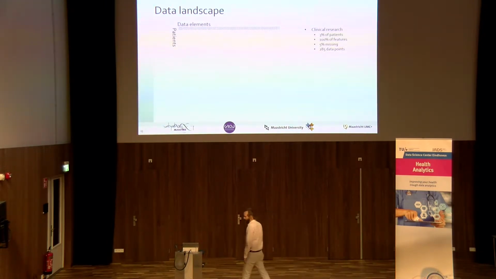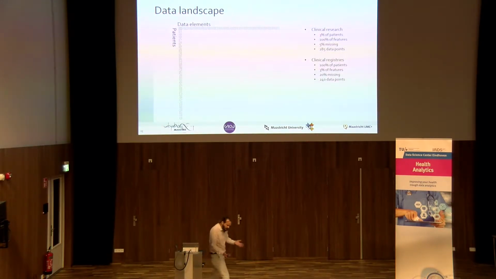Okay, that's option 1. Option 2 is to start a cancer registry, right? We have one in Holland as well. What we do in the cancer registry together is we share data on all patients, but we share very few data elements. Otherwise, it will be too much work. Okay? And the quality in the cancer registry is generally less than in a clinical trial.